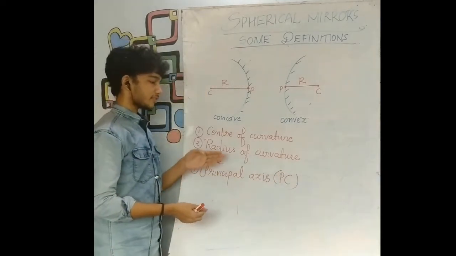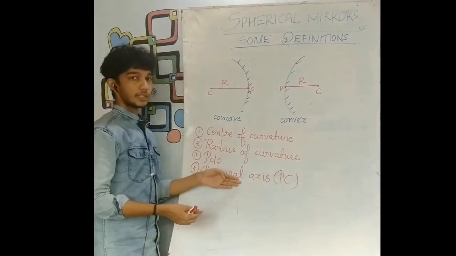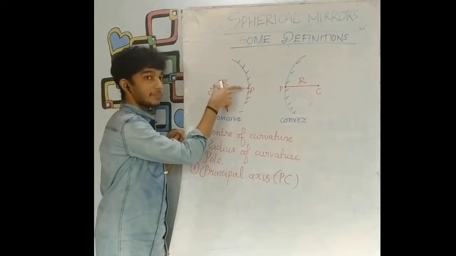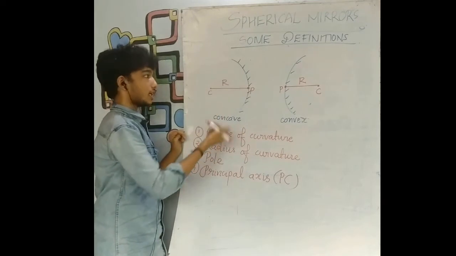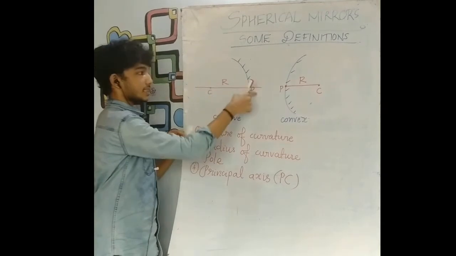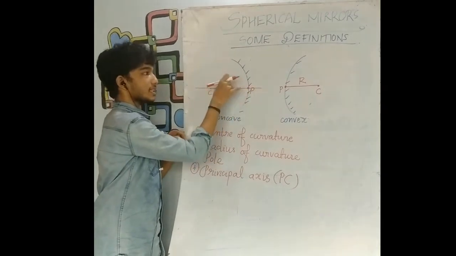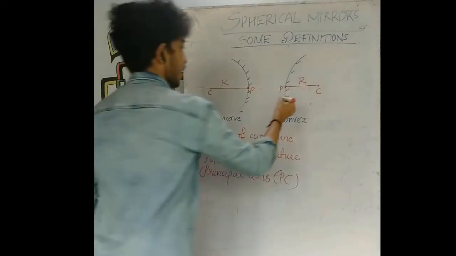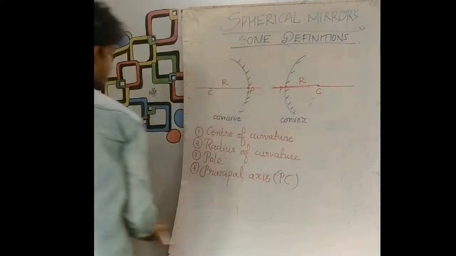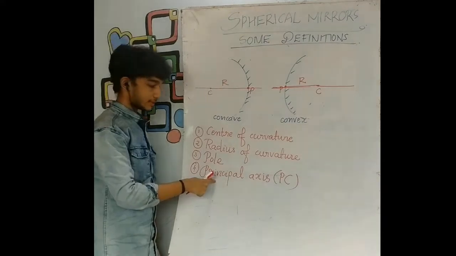And you may have a confusion whether the radius of curvature is the same as the principal axis. No. Radius of curvature means the line segment PC is known as the radius of curvature R, but principal axis can be any line joining P and C. This is the principal axis, but PC is the radius of curvature. And in the case of convex mirror also, the line joining P and C is known as the principal axis.